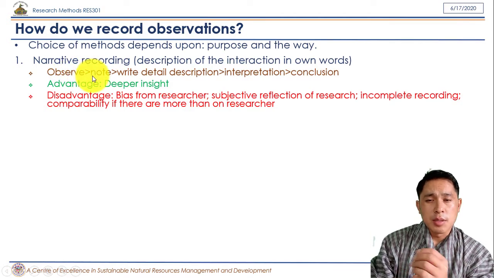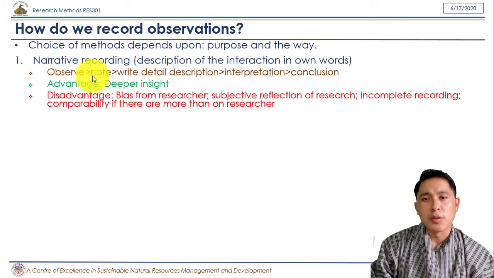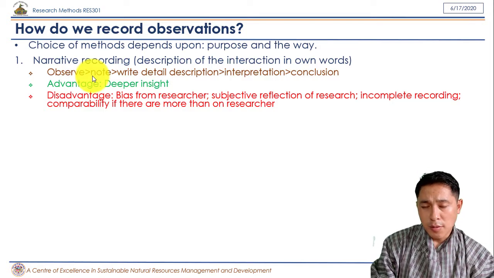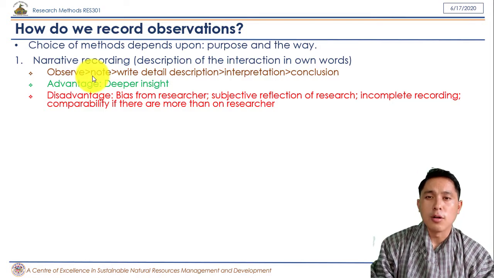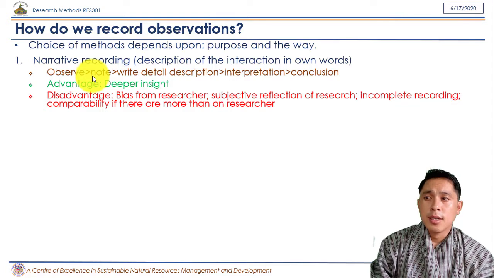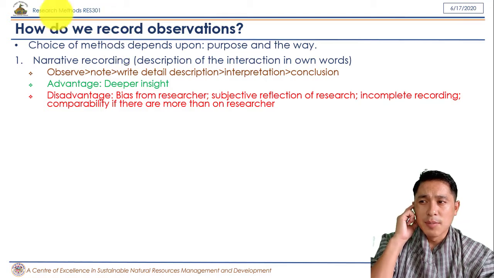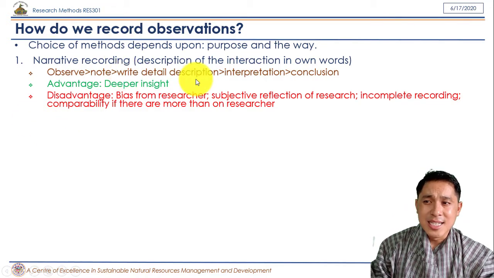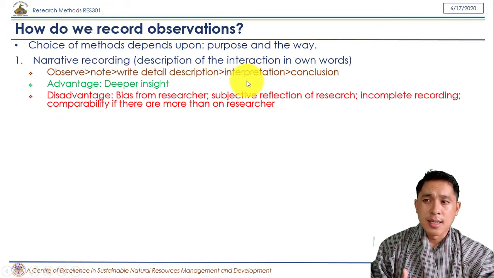That can be done after observation, or when you're observing you can note it down. So two ways: whenever you're observing you can note down, or after you are done with observation, go back to your place, note down. So that can happen at two levels. Then write detailed description, then interpret what was happening in that observation of that group, then you conclude.